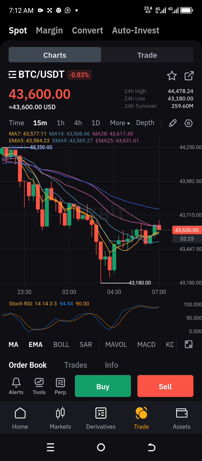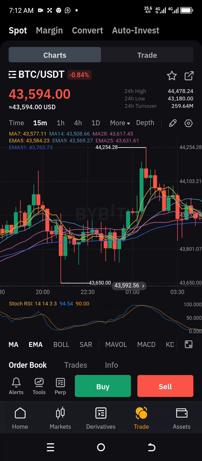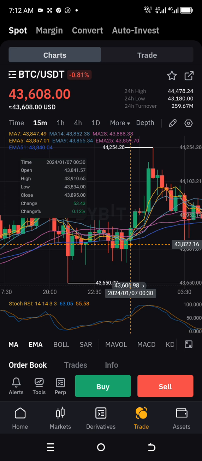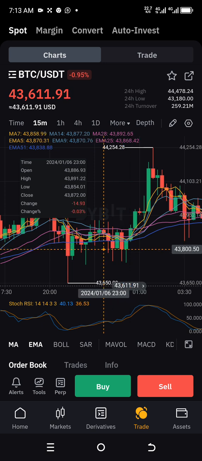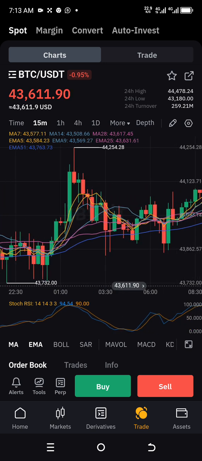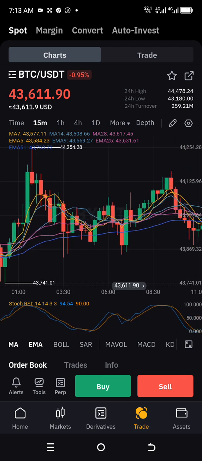Okay, so let's roll the chart back so I can show you an example of what I'm talking about. If you look at this very point, the yellow line went above the rest of the lines, which led to the upward trend. And if you check from here again, the yellow line started going below the rest of the lines, which led towards a downtrend.